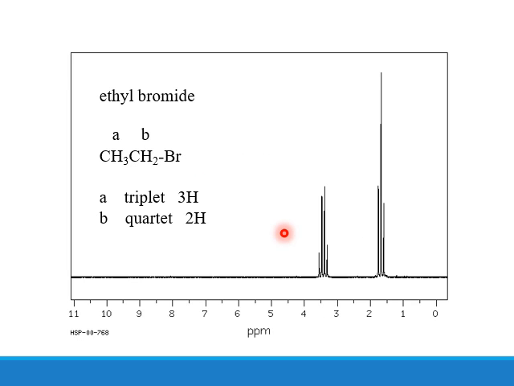So for ethyl bromide, we have two different groups of hydrogen. The first group is A. A has 2 hydrogens as neighbor, so it's a triplet. You can see 1, 2, 3. But for type B, which is closer to the bromine atom, the shielding is less and the chemical shift is higher. So we have 3 neighbor hydrogens. That's why it's a quartet, 1, 2, 3, 4.